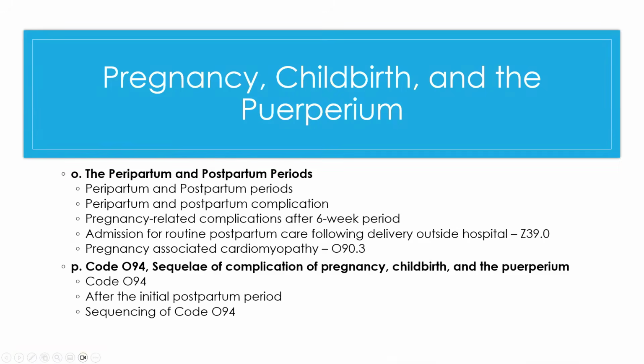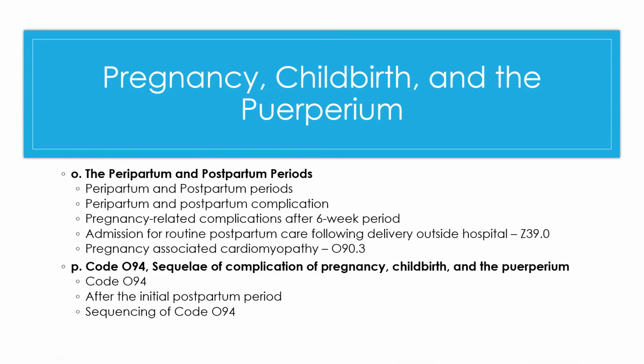Now we have the peripartum and postpartum periods. There again are several guidelines that we must follow in this section as well. Number 1, peripartum and the postpartum period. The postpartum period begins immediately after delivery and continues for 6 weeks following delivery. The peripartum period is defined as the last month of pregnancy to 5 months postpartum.